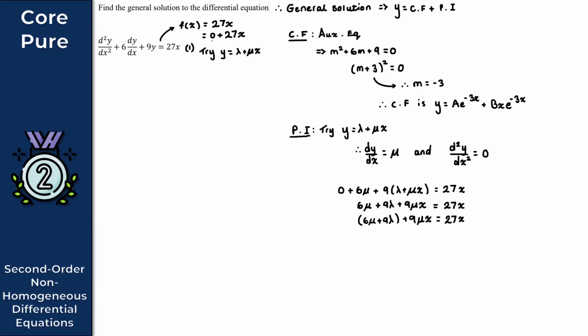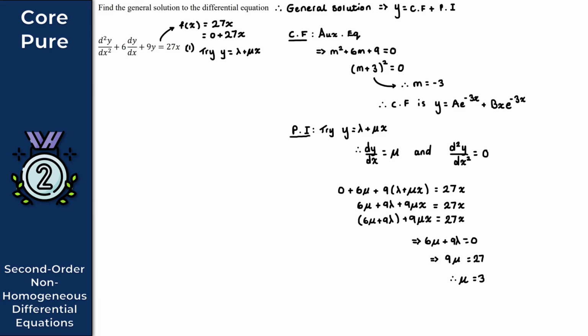As we noted up here, the constant term is 0. So I've got 6 mu plus 9 lambda is equal to 0. Let's also compare coefficients for the x term. My coefficient here is 9 mu is equal to 27. So we need to solve for mu. Let's divide both sides by 9, and as we can see, mu is equal to 3.